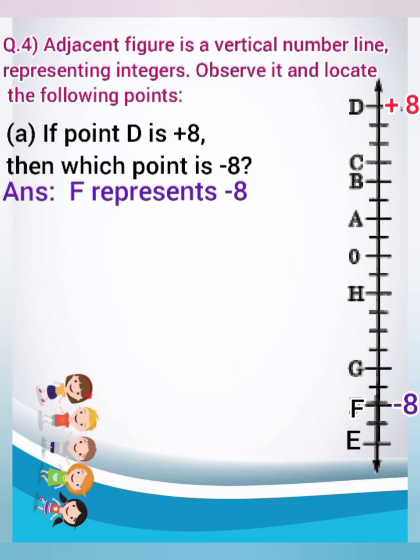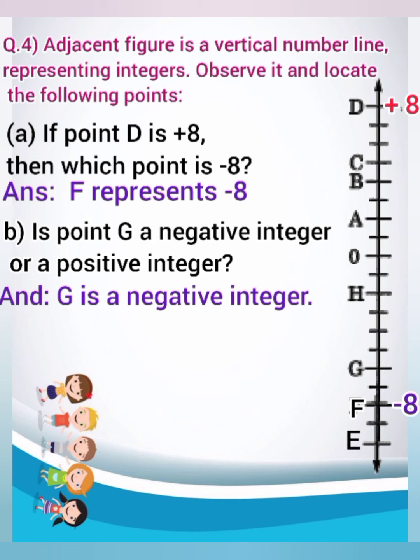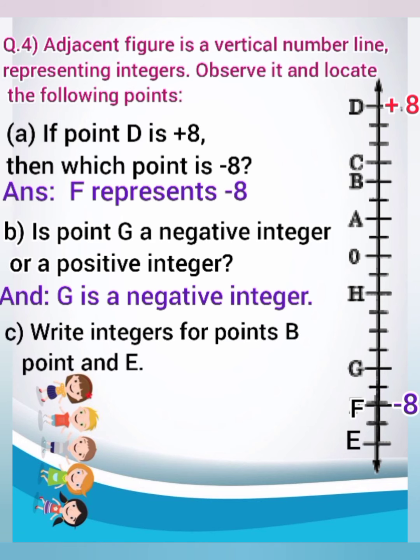Is that clear? Now let's read sub question B. Is point G a negative integer or a positive integer? So here G is below the number line, below side on this number line. So G is a negative integer. Is that clear? So we will write the answer: G is a negative integer.